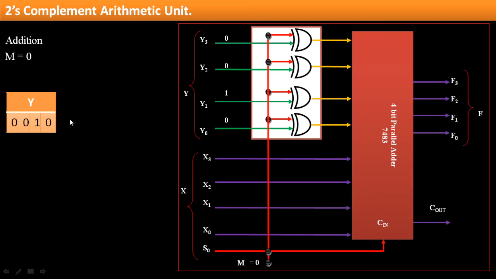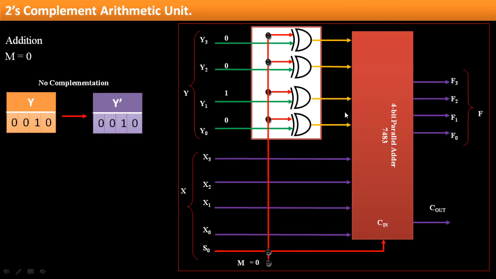So the input, if it is 0 and the control input is 0, then output will be 0. Similarly, the other inputs, the input will be followed at the output. Similarly, here if we have 1, we'll get a 1 at the output. If it is 0, we'll get a 0 at the output. So there is no complementation. So what we will get at the output is the same as has been provided at the input.